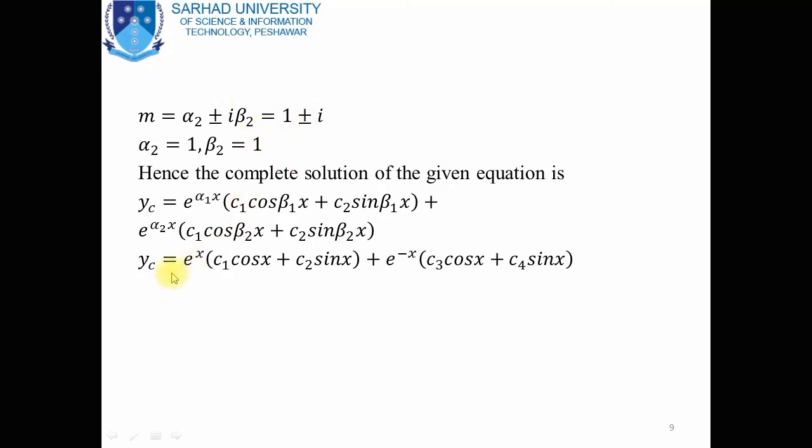So the complementary solution is equal to e power x into c1 cos x plus c2 sin x plus e power minus x into c3 cos x plus c4 sin x. And this is the end of this segment.